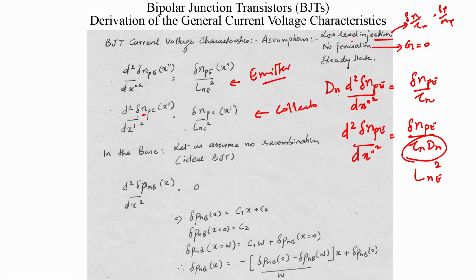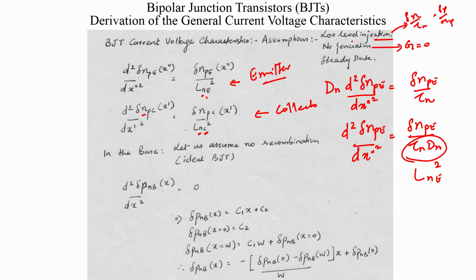So, d square delta n p c by dx dash square, because that is a new coordinate system in the collector, is equal to delta n p c as a function of x dash by ln c square. Okay. So, this is the emitter and collector, and n stands for the diffusion length of the electrons. These are things that you are already familiar with, but for the base there definitely is recombination, but for now we will just assume that there is absolutely no recombination.